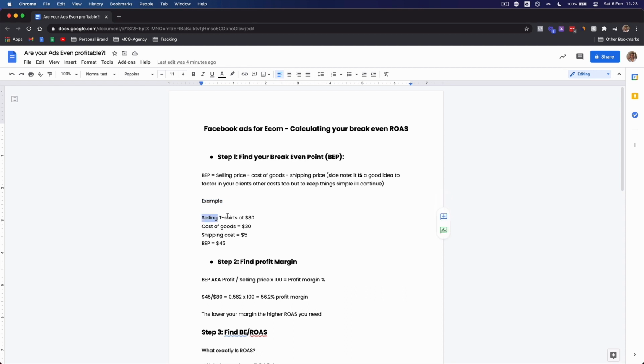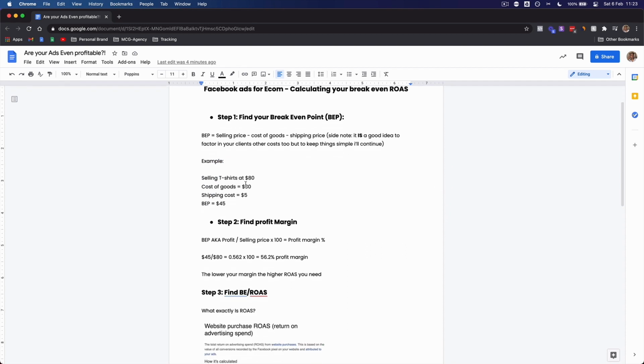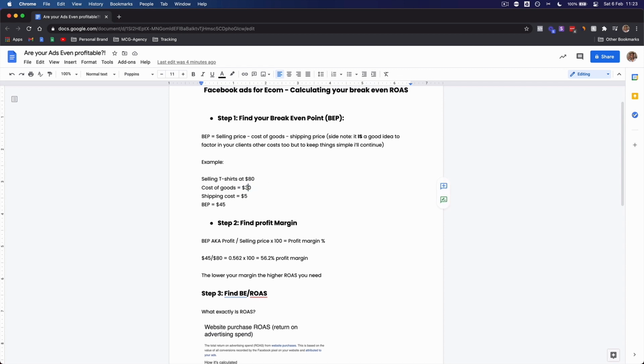Let's say you are an e-commerce brand selling t-shirts at $80, or you've got a client and they're selling t-shirts at $80, for example. Let's say they have a cost of goods, which basically means how much it's going to cost you to produce those actual t-shirts, of like $30. Let's say you also have a shipping cost of $5. That means your break-even point is $45.